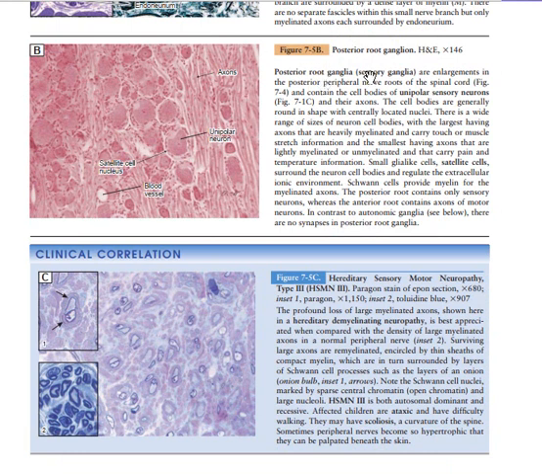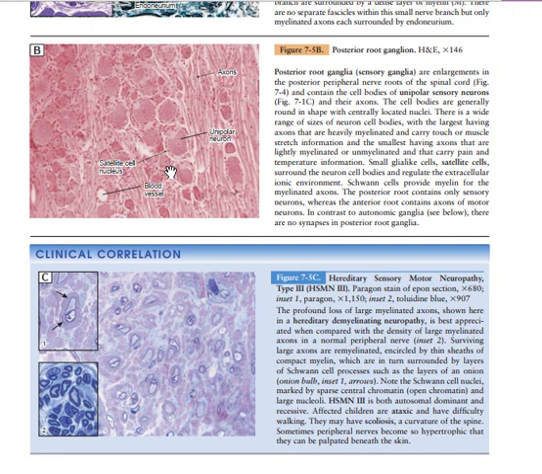Now, the next one is the posterior root ganglion. So how is the posterior root ganglion? These are the elements found in the posterior root ganglion. You can see axons, you can see unipolar neurons, you can see satellite cells inside the posterior root ganglion, and you can see blood vessels.